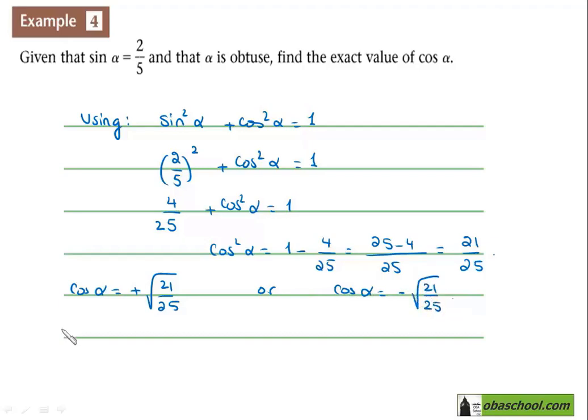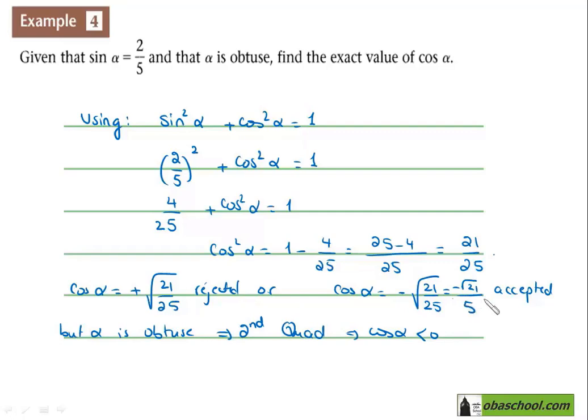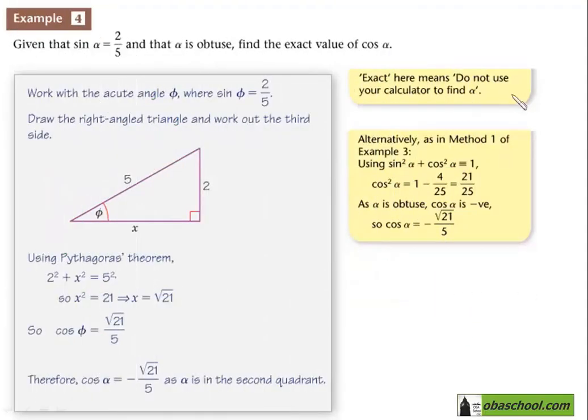But alpha is obtuse. That means we are working in the second quadrant where cosine alpha is supposed to be negative. So, this answer here is the accepted answer. However, this one is rejected. The final answer is minus square root of 21 over 5. In this method, we use the trigonometrical identities. Now look at the book. When it says exact, we do not use the calculator.